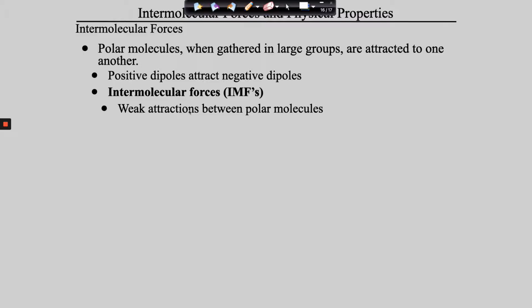No, but in all seriousness, guys, these intermolecular forces are weak.